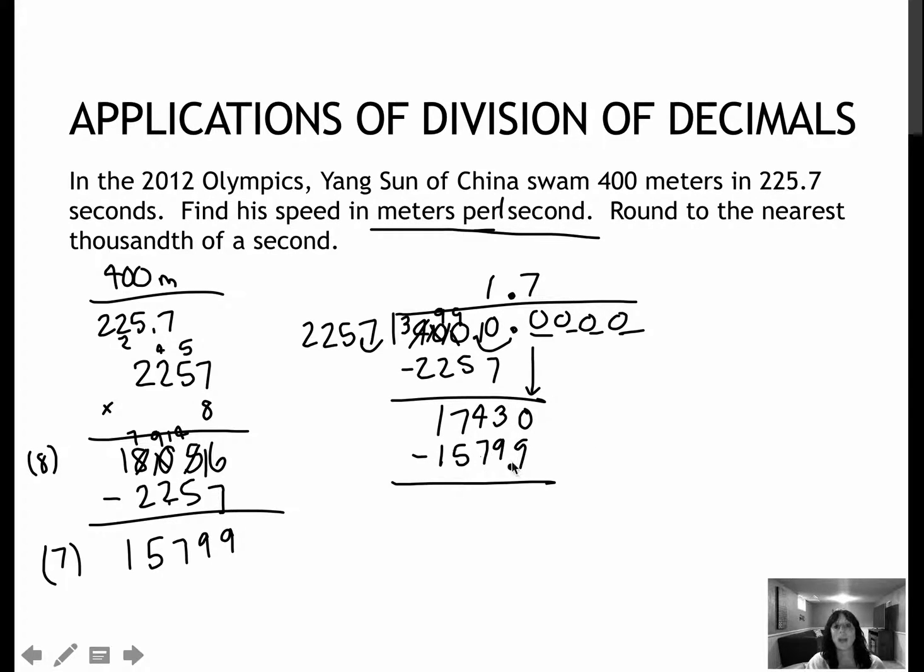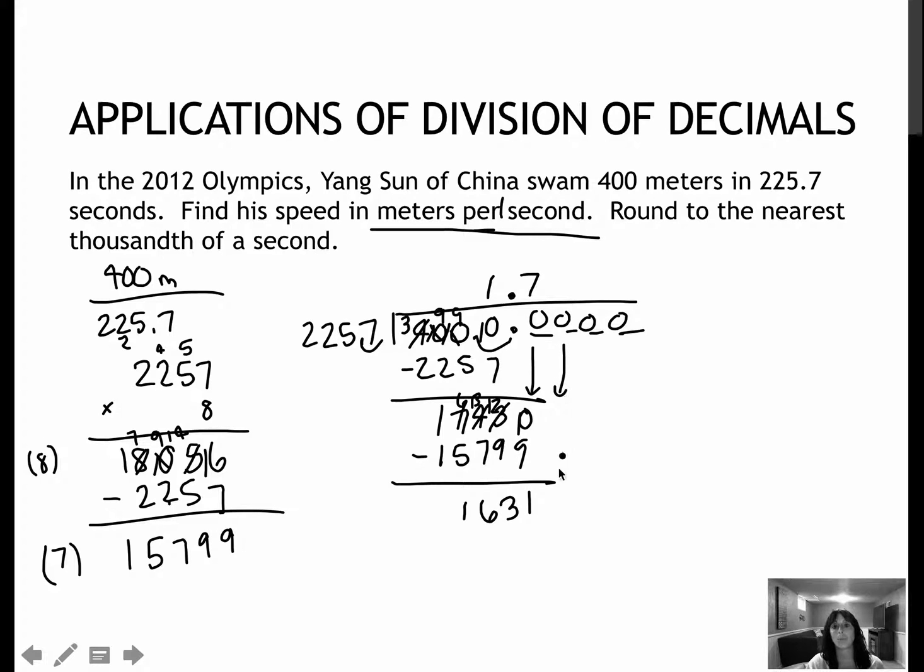So now I'm going to subtract. Again, a lot of borrowing. 10 minus 9 is 1. 2 minus 9 doesn't work, so borrow again. 12 minus 9 is 3. 3 minus 7 doesn't work, so I borrow again. 13 minus 7 is 6. 6 minus 5 is 1. And now I've got 1,631.